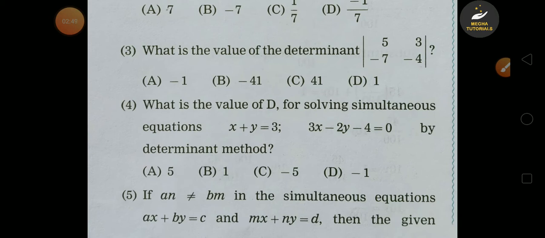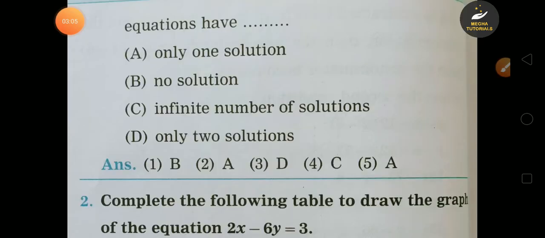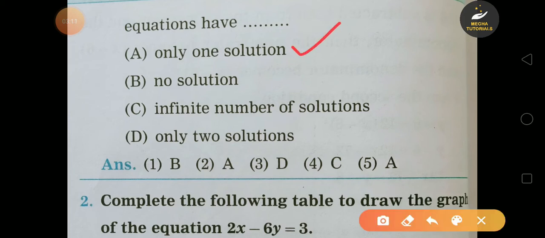Fifth, if An is not equal to Bm, in the simultaneous equations Ax plus By is equal to C and Mx plus Ny is equal to D, then the given equations have only one solution. Okay, so this is the correct option.